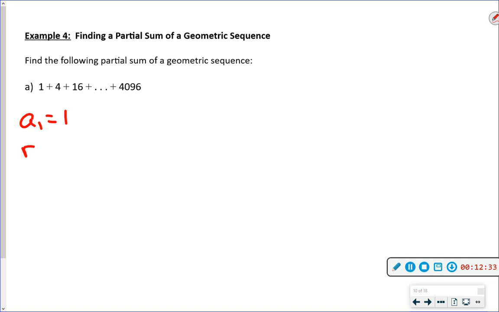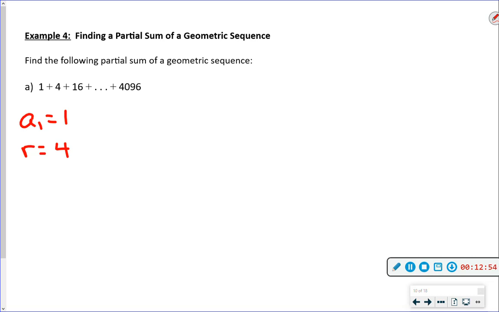Multiplying by 4. Now, here's the glitch, because of course there's always a glitch. This dot, dot, dot is messing with our minds. I don't know how many terms are in the sequence right now, and that's what I need to figure out so I know how many terms I'm doing the sum of. Okay, so we've got some choices here on how we're going to go about that.